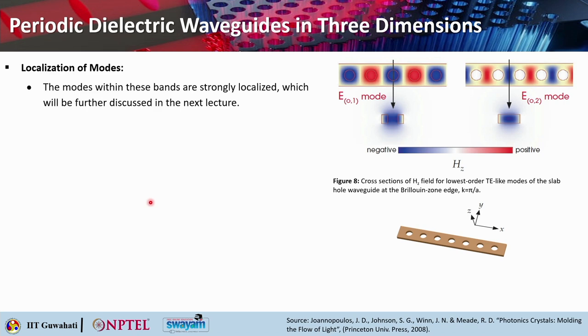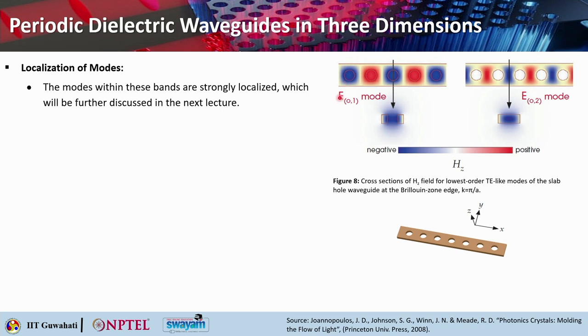Now let us further analyze the modes by studying their field distribution. That will help us towards the localization of the modes. Again, you are plotting the z component of the magnetic field. Red denotes positive, blue denotes negative. So this is what you have. You have the EO1 mode which looks like this. So what are these circles that you see here? These are basically those air holes, right.